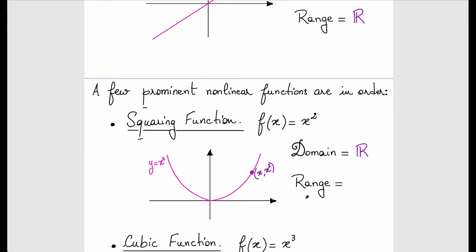How about the range? The range of such a function, this function only produces numbers that are non-negative from 0 onward, right? From 0 onward.